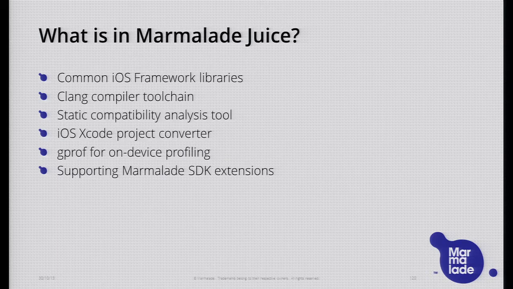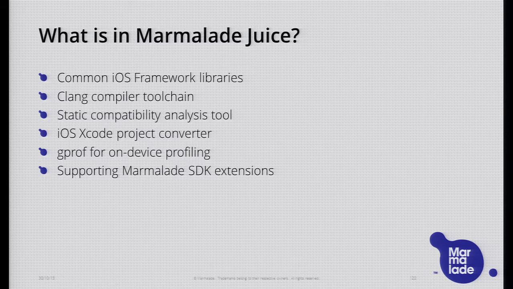So in Marmalade Juice, we've got some common iOS framework libraries. Now these are re-implementations of things like Core Data, Core Graphics, Foundation, Core Text, to run on the Marmalade SDK. We've got the Clang open source compiler toolchain, which is going to compile your Objective-C code down for the device. We have a static compatibility tool that will take a look at your original iOS project and highlight any areas in the APIs and frameworks it uses that Juice might not yet cover, so it can alert you to any gaps in functionality that we might not yet support.